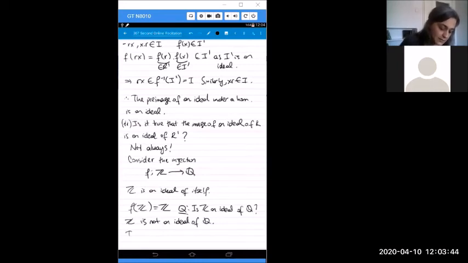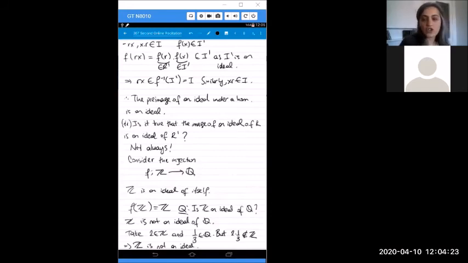For this one, let us take an element from Z, for example 2, or any integer you like, and a rational number which is not an integer, for example 1/3 from Q. If Z were an ideal, then the product of these two elements should lie in Z, but this is not the case. 2 times 1/3 is not in Z. This means that Z is not an ideal. And that was the image of this injection homomorphism.